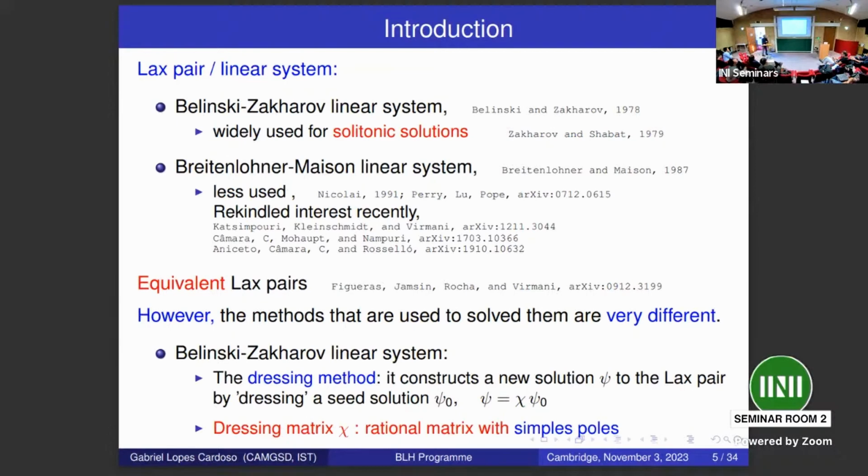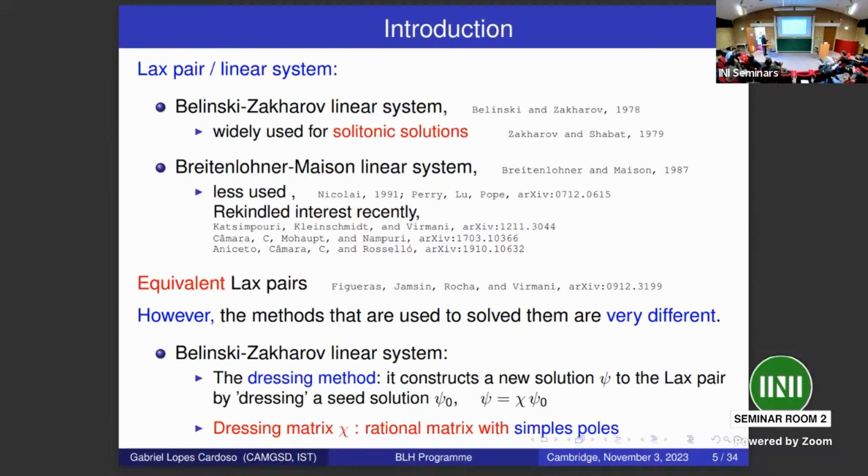And this means that there is going to be a dressing matrix in the game. And in this context of constructing solitonic solutions, this dressing matrix is usually taken to be a rational matrix with simple poles. Now, this is not the purpose of my talk, so I'm not going to go any further into the Belinsky-Zakharov approach, the linear system approach.